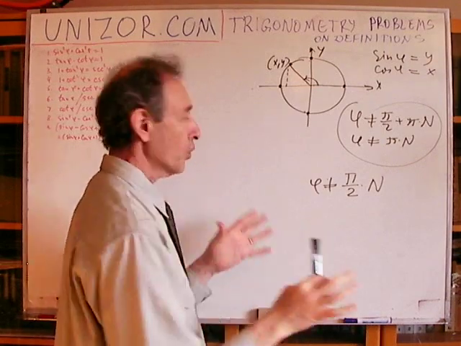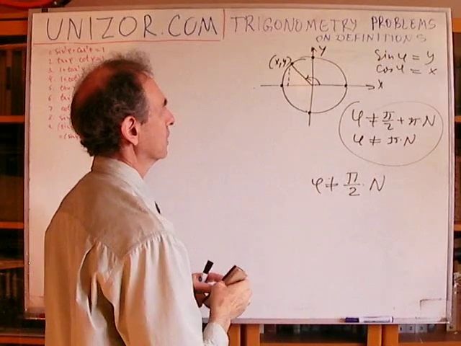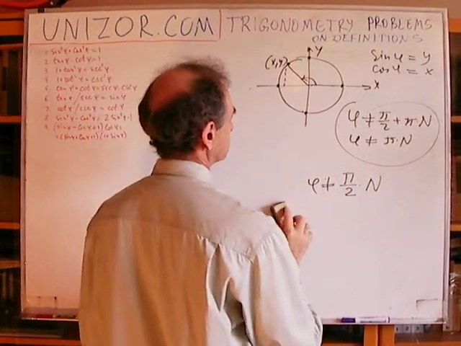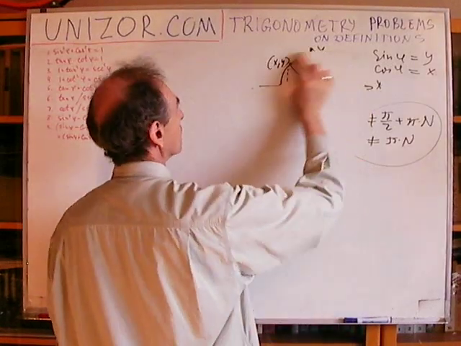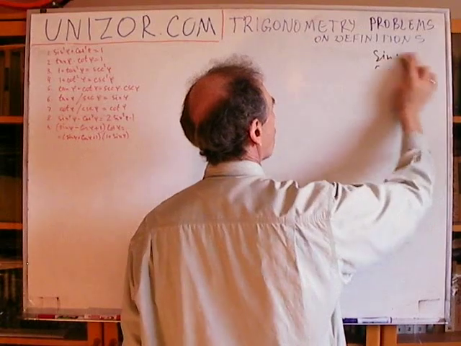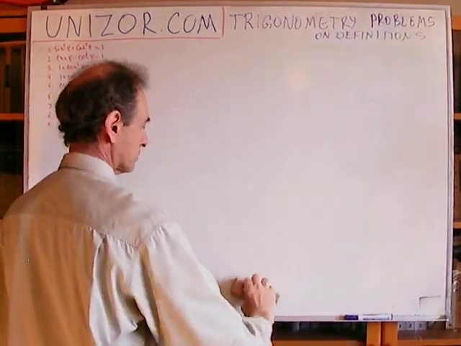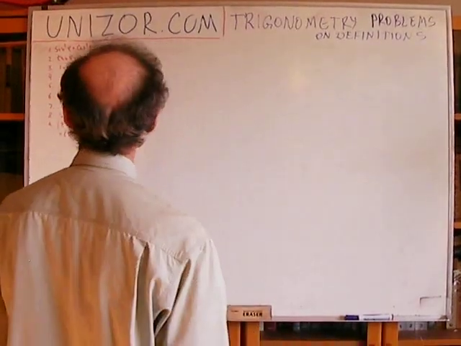So always think about this geometrical meaning of trigonometric functions. So this last one, the tangent times cotangent is equal to 1, is always true for phi not equal to pi over 2 times whatever, n, integer.